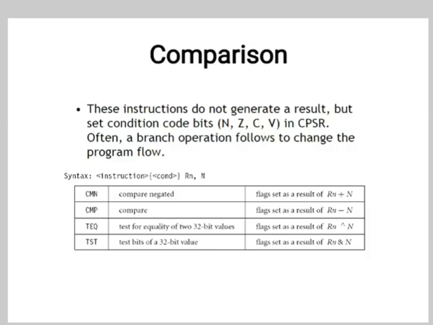Now for compare negated, the flag is set as a result of Rn plus N. For normal comparison, the flag is set on the result of Rn minus N. For TST, the flag is set on Rn AND N, and for TEQ it is set on Rn XOR N. Now TST stands for bit test, and TEQ stands for test equal.